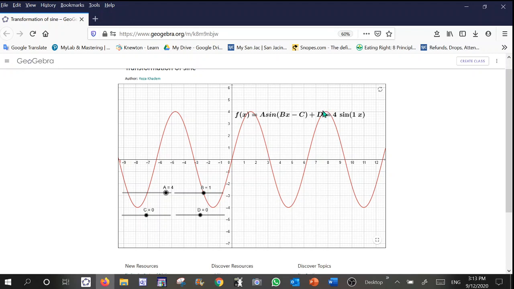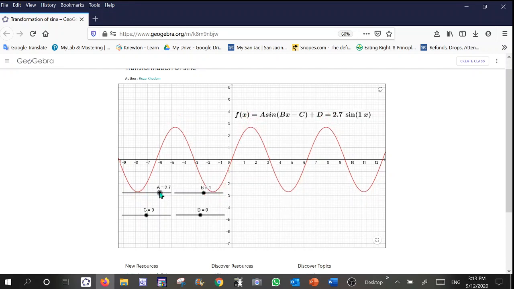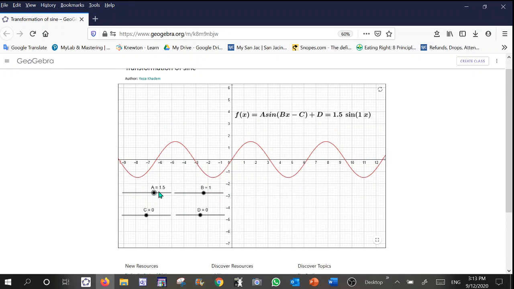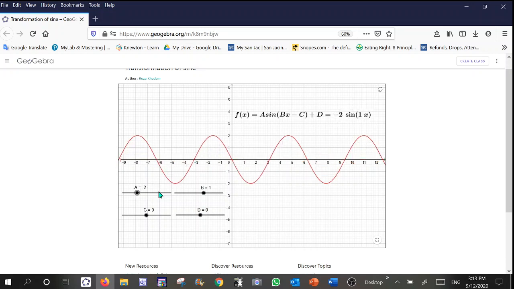Now the question is, what does A do? Well, we say A vertically stretches the sine function. Now if you make A smaller than 1, like 0.5, then it shrinks it. So it's a vertical compression. And if it's a negative number, then it flips it over the x-axis. So the y values become negative y values, it flips them, you see? It's just like the sine x function, but it's flipped over the x-axis. Okay, so that's what A does.